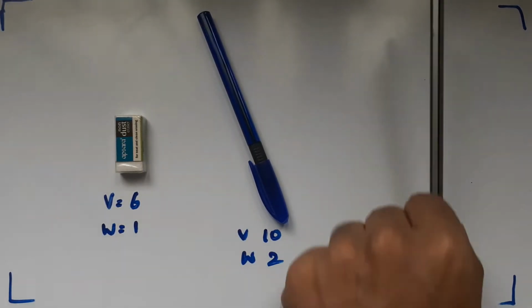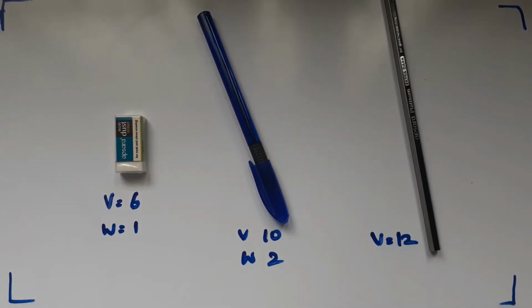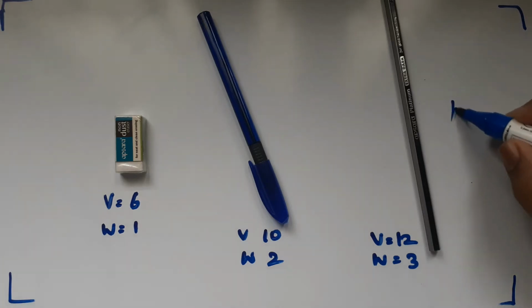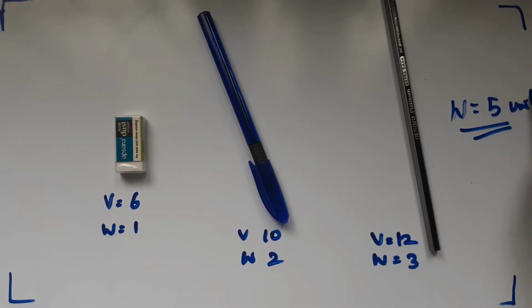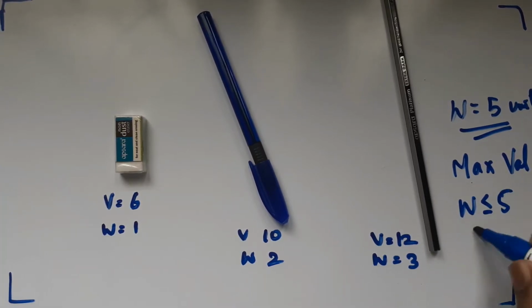And then finally, I'll give you another object, and let's say the value of this object is 12 and at the same time the weight is 3. Now the question is, you have to select any items. You can select all 3 or whatever, but I'll keep a capacity. Your weight should not exceed 5 units, and at the same time you have to maximize the value. So you have to maximize the value subject to a constraint that the weight is less than or equal to 5.